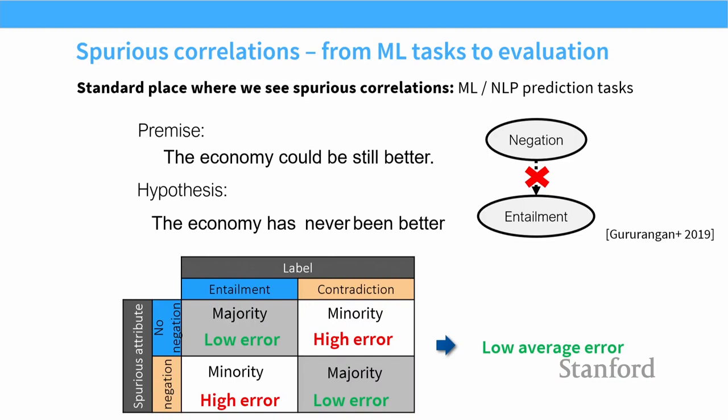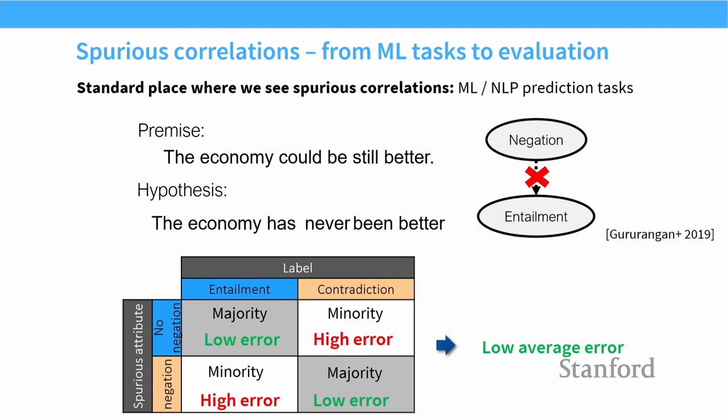So here, the premise is "the economy could still be better." Hypothesis: "the economy has never been better." And so that's not entailed from one to the other, right? This is a classic sort of AI challenge in NLP. What's interesting is that when people constructed the very first benchmarks for this task, there was a spurious correlate.